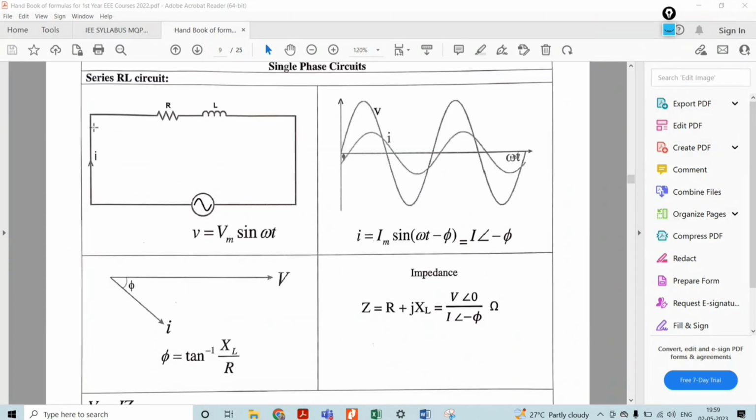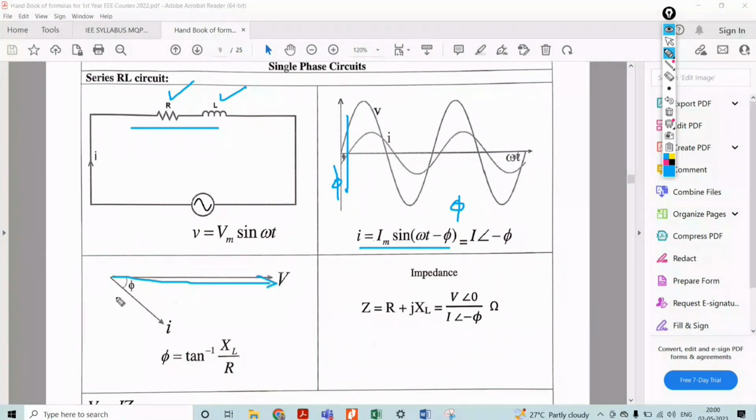Then for the series RL circuit, what happens? The power is consumed by the resistance, but not by the inductance. So the angle of displacement happens with respect to that only, phi. If you apply it to the series RL circuit, V is equal to Vm sin omega t, and the current will be Im sin (omega t minus phi). Phi is the angle between the voltage and current. Since it is inductive, current will lag voltage by an angle phi.